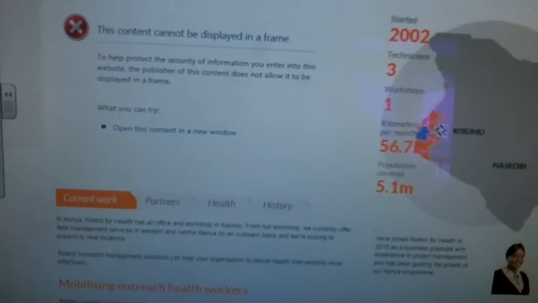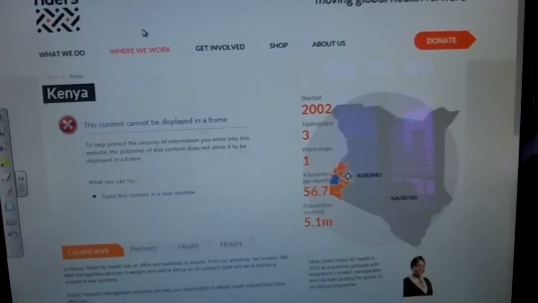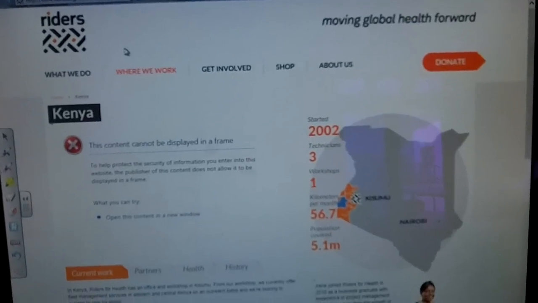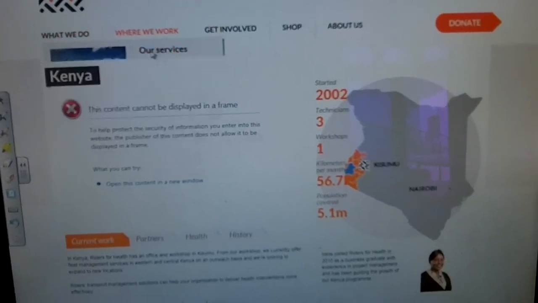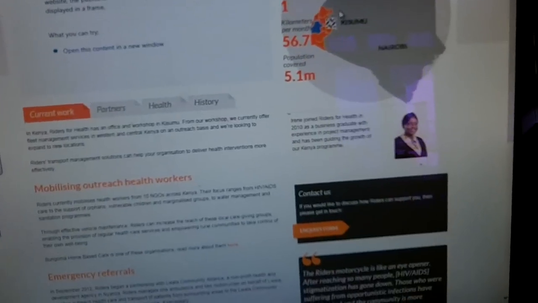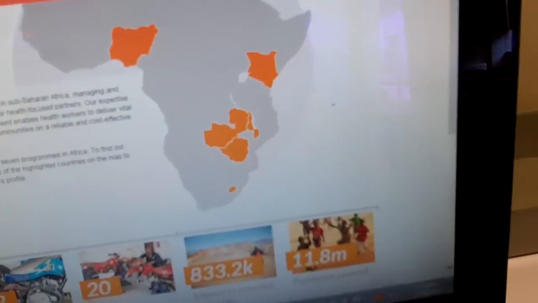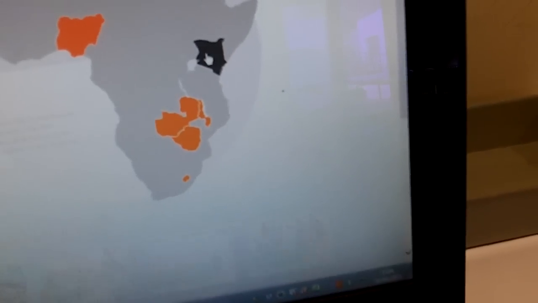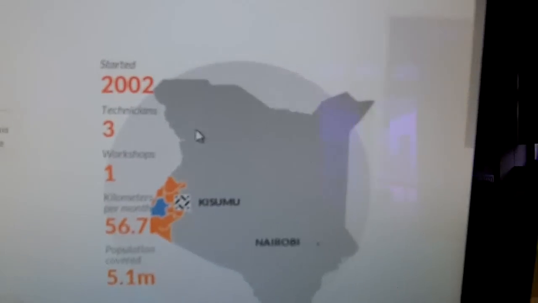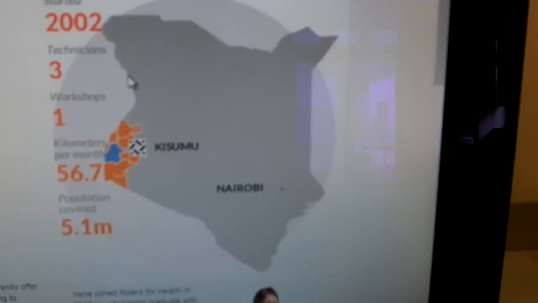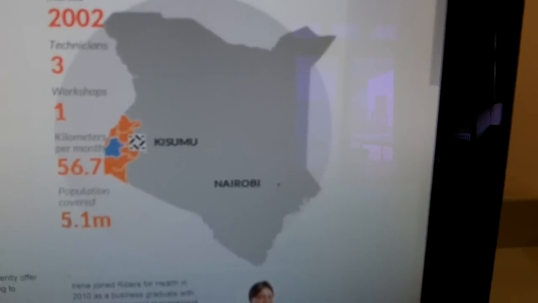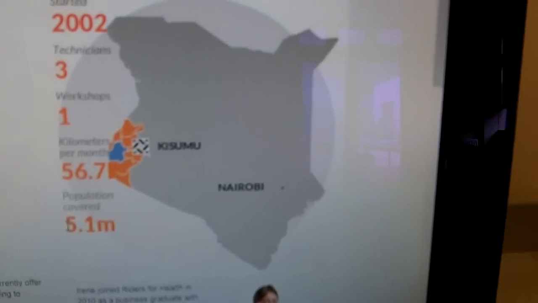Riders for Health are a charity who work in Kenya. Okay, this is their website. Of course, you've had a look at this, and you can see what they do. We can look at where they work. Okay, so you can see how long they've been there for. It's only about sort of 15 years, and you can see they cover 5.1 million of the population, which is by no means all the population.